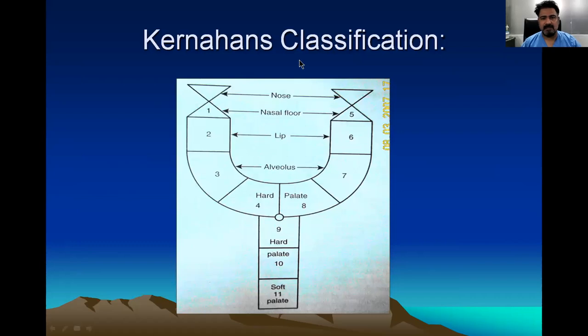This is Kernahan's classification. This is a Y-shaped structure for the classification. You can see the cleft of the nose is there. We can color this: unilateral, bilateral, then nasal floor, then lip, alveolus, hard palate, again hard palate, unilateral, and soft palate.